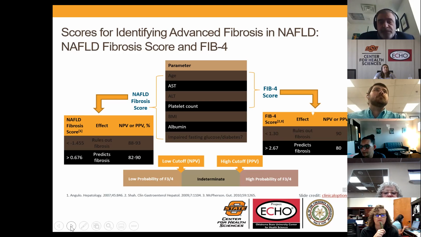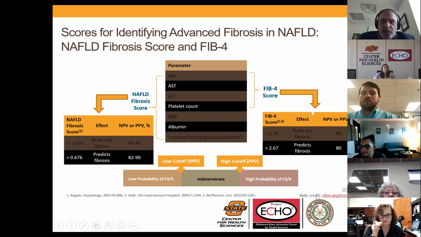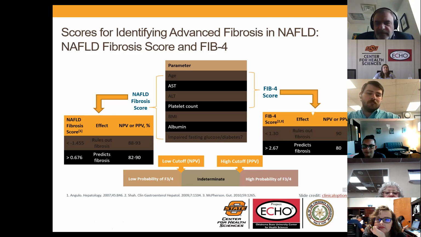The other one is the FIB-4 score that you are very familiar with. The only difference is the cutoff points are different. You can see on the right-hand side that it's less than 1.3, and for Hep C we use 1.45. And more than 2.6, and for Hep C we use 3.25, I believe. So the cutoffs are a little bit different, but the interpretation is similar.